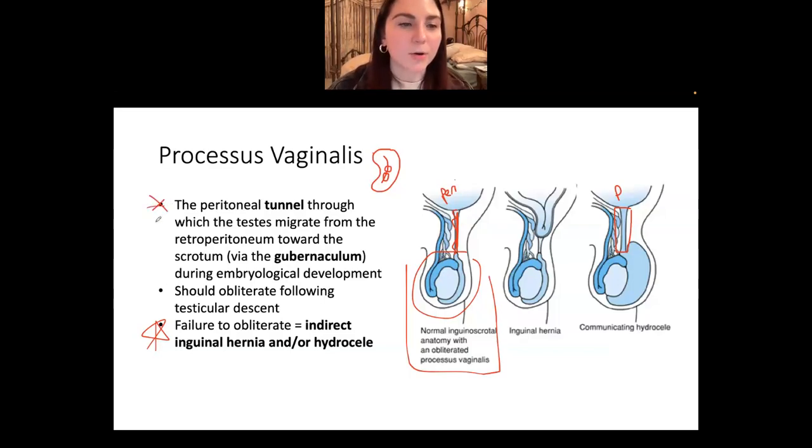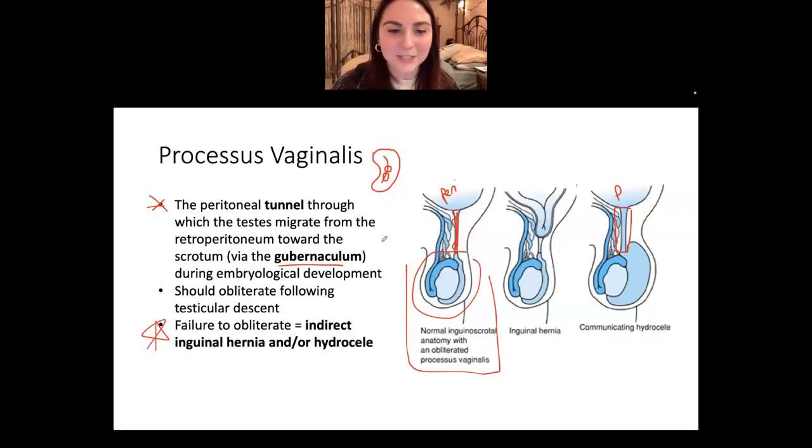Okay, so all of that to say, the peritoneal tunnel through which the testes migrate from the retroperitoneum towards the scrotum. Oh yeah, that's another thing you'll probably cover at some point. You know when people's testicles drop, or the balls drop? They literally migrate from up in the abdomen down. When they migrate down, it involves, ridiculous word, the gubernaculum. I don't even really know what it is, but think of it as pulling down.